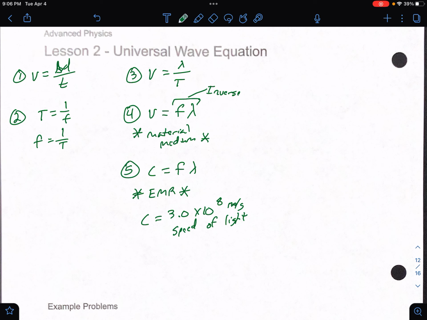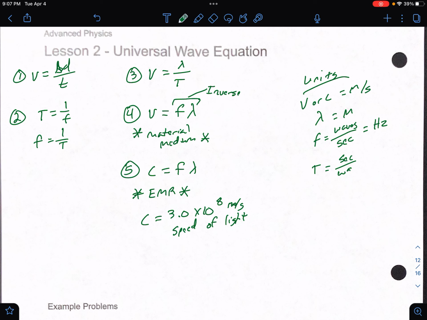Now units we'll see in this unit. If we're talking about velocity or speed of light, that is just going to be meters per second, so nothing new there. Wavelength, remember, wavelength is an upside down y or lambda. That is going to be in meters. Frequency, which can be the number of waves per second, is in hertz. And then your time or your period, which is basically the number of seconds divided by the number of waves, will be in seconds.